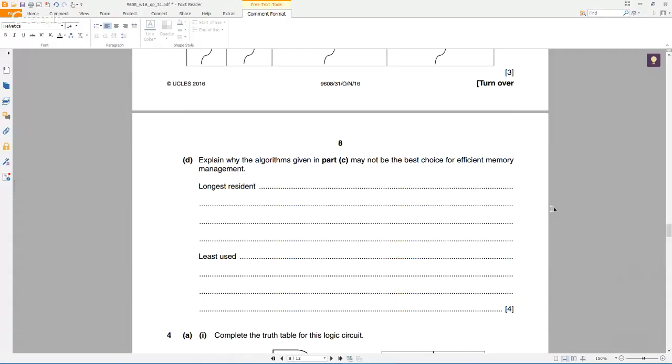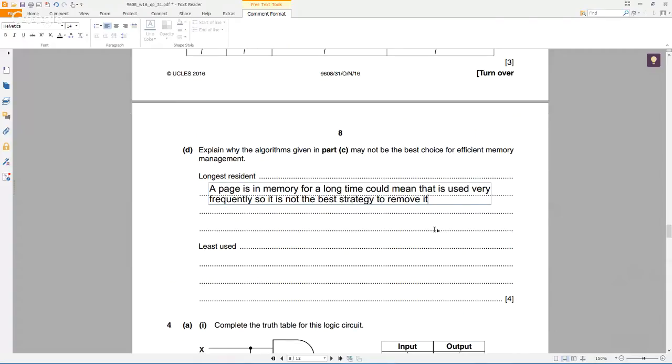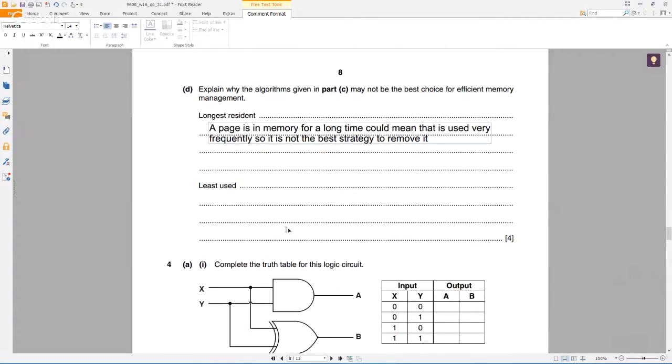So the problem with this approach is that a page being in memory for a long time could mean that it is used very frequently. So it is not the best strategy to remove it, right? You might actually remove a page that is used very frequently. So not great.